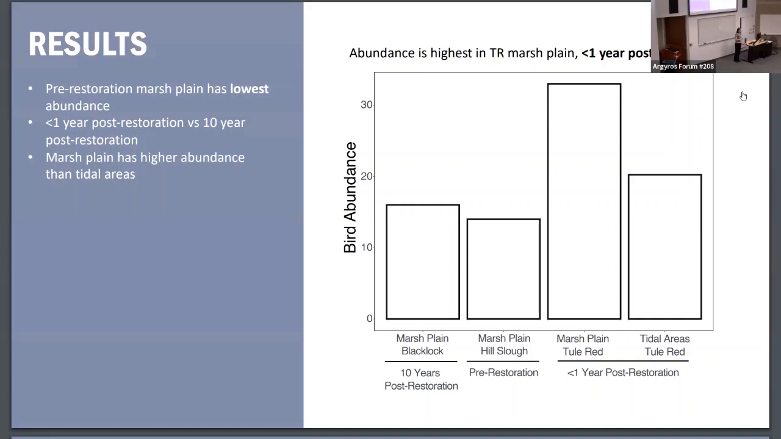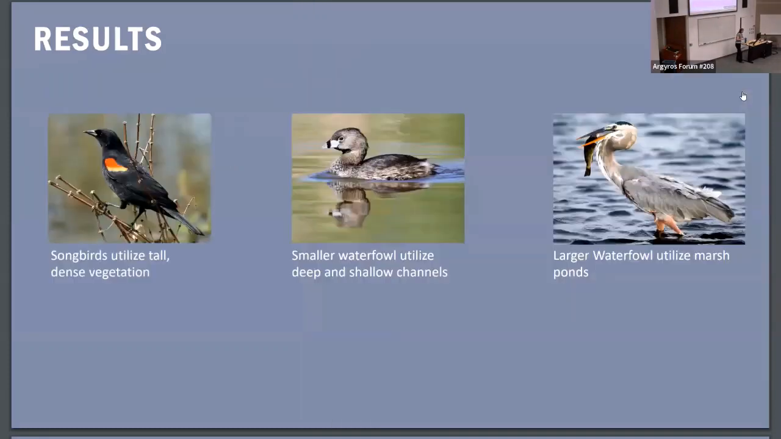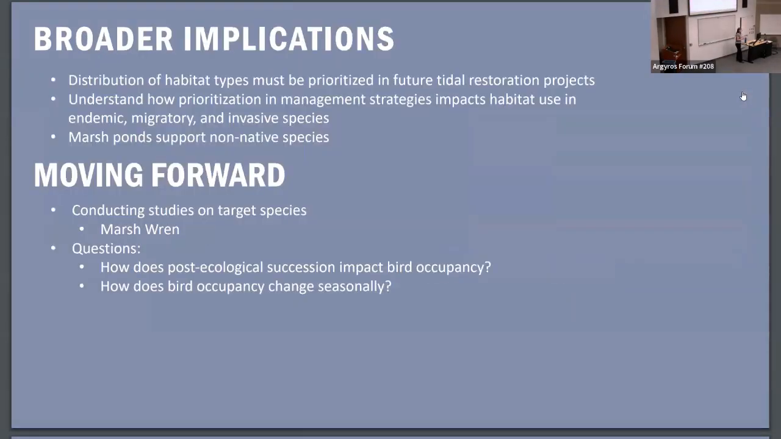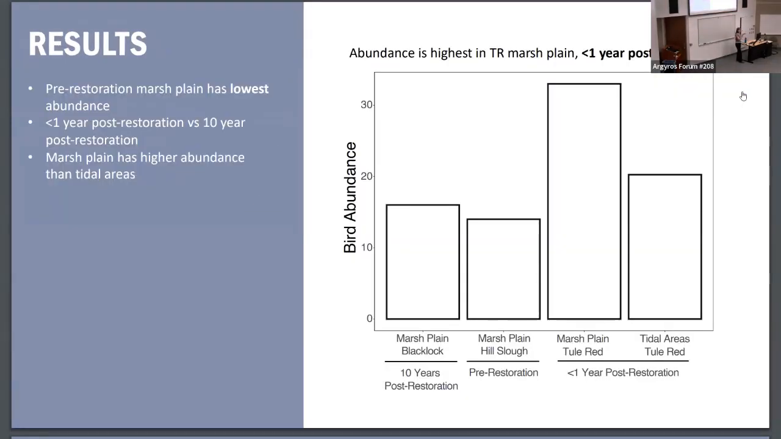Do you have any ideas on what that something is? What causes, or might cause, that peak? From what I've seen, this comes into one of my moving-forward questions: how does post-ecological succession impact bird occupancy? When I was doing this research, I did notice a significant decline over the 9 or so year period that we have within the sites.